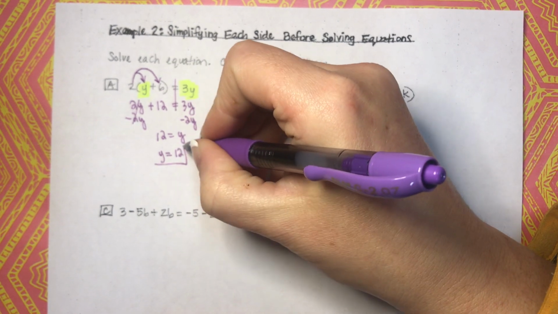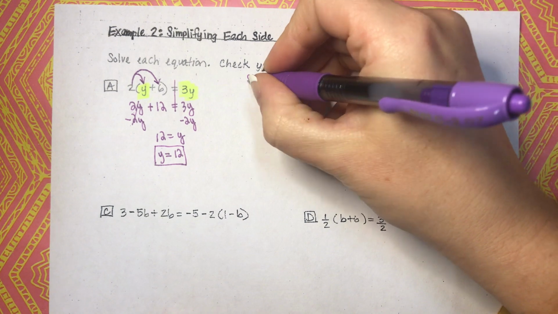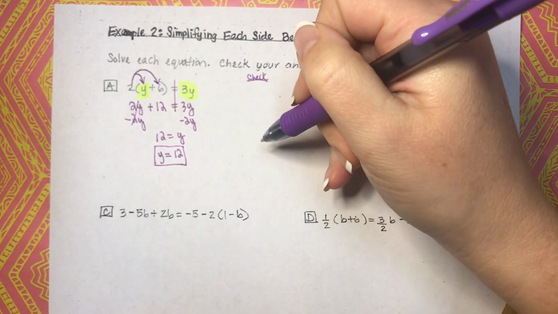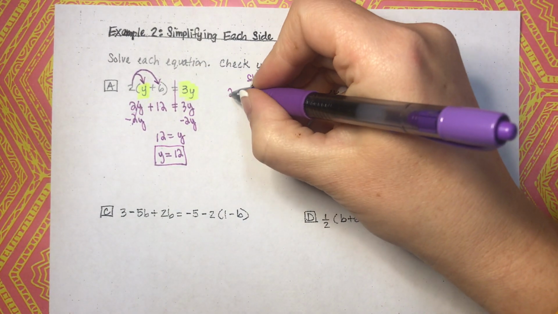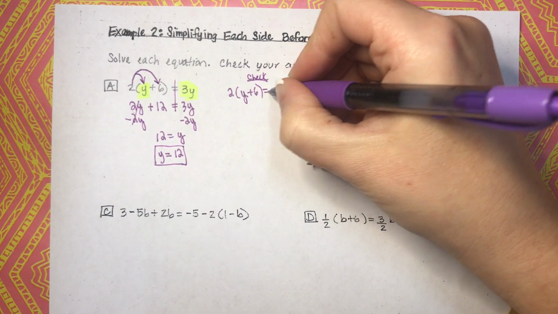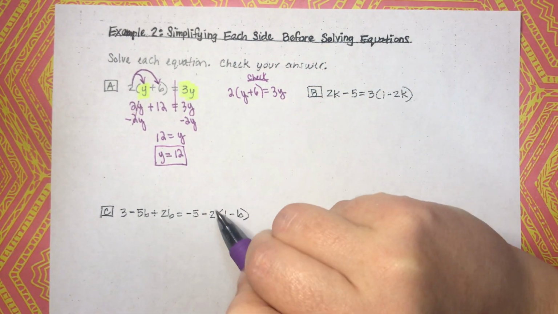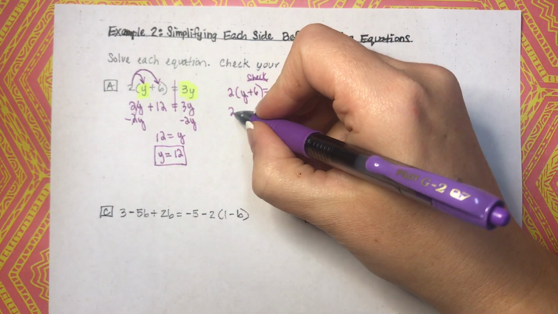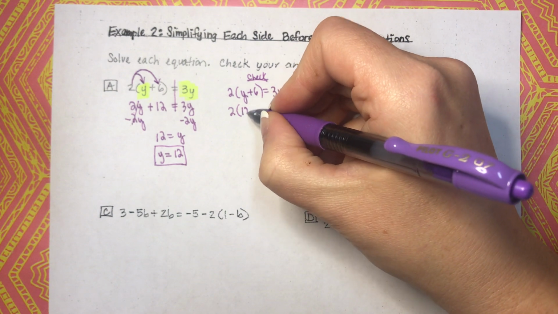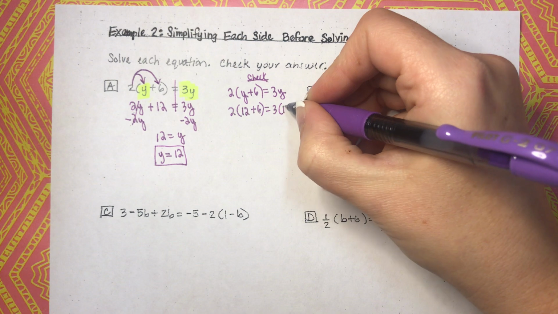So that is our solution, but we're going to check it to make sure it's correct. So we're going to write the word check, and then we're going to rewrite that original equation as is. So 2 multiplied by the quantity y plus 6 is equal to 3y. We're going to substitute the 12 in for y here and here. So 2 multiplied by, instead of y, we're writing a 12 plus 6 equals 3 times 12.